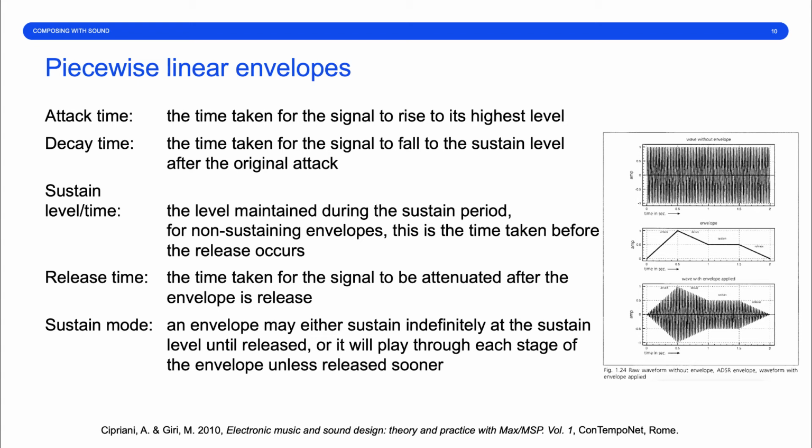And finally, there's really 2 modes of envelope control. An envelope may either sustain indefinitely at the sustain level until it's released. So this would be typical of, say, a bowed instrument where you can continue bowing endlessly. Or alternatively, it will play through each stage of the envelope up to the end of the sustain, and then the release will occur. So a plucked string, for example, is not a sustaining sound. The release occurs after the sustain period has completed.